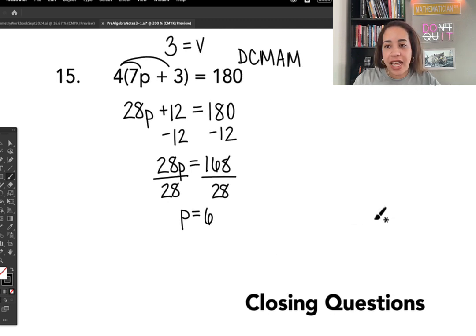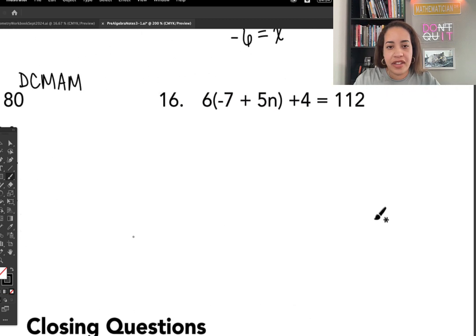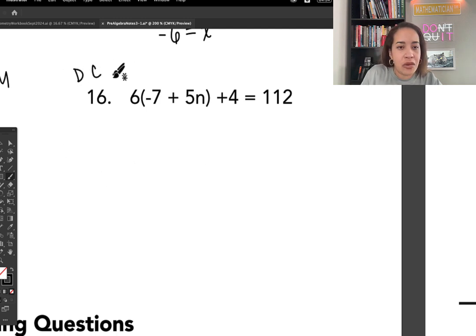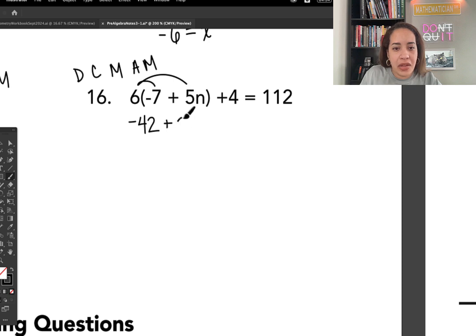Here is our very last problem. We see lots of steps in there, but we know that we can use our phrase to help us remember what to do. Every problem, we'll check for distributing first, and in this problem, we do see that we should distribute. We're going to do 6 times negative 7, and then we'll do 6 times 5. 6 times negative 7 gives us negative 42. 6 times 5 is 30, so we will write 30 in.